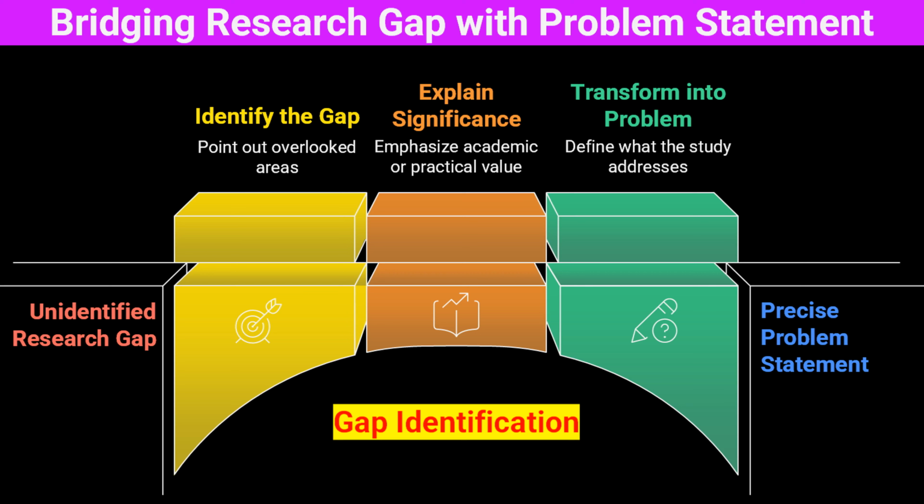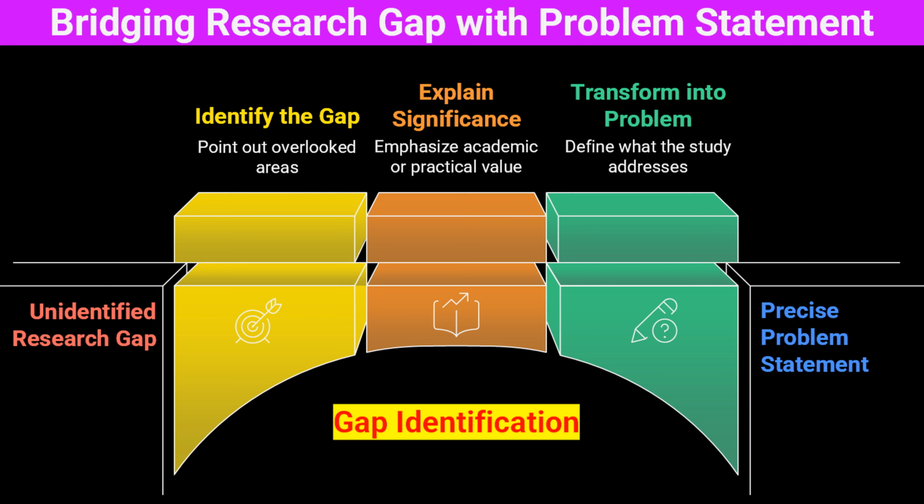Welcome to our channel. Linking the research gap with the problem statement is essential for building a strong foundation in any research work. The process begins with identifying the clear gap. This means pointing out what previous studies have overlooked, whether it is a theoretical limitation, a methodological shortcoming, or an unexplored context. Once the gap is identified, the next step is to explain why it matters.